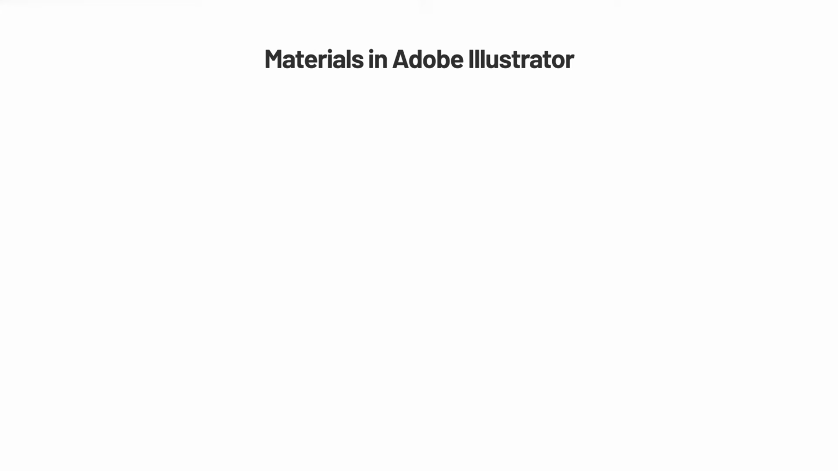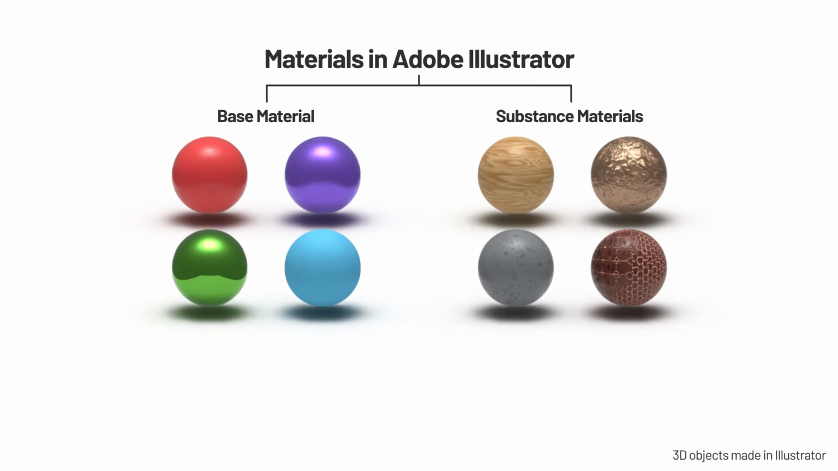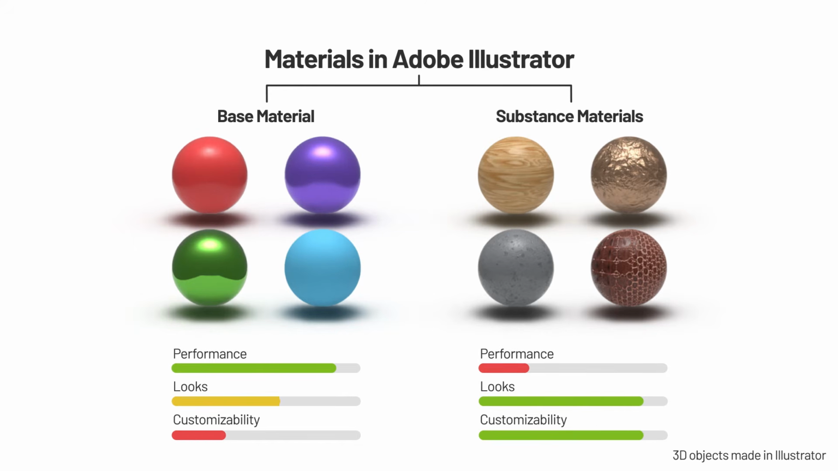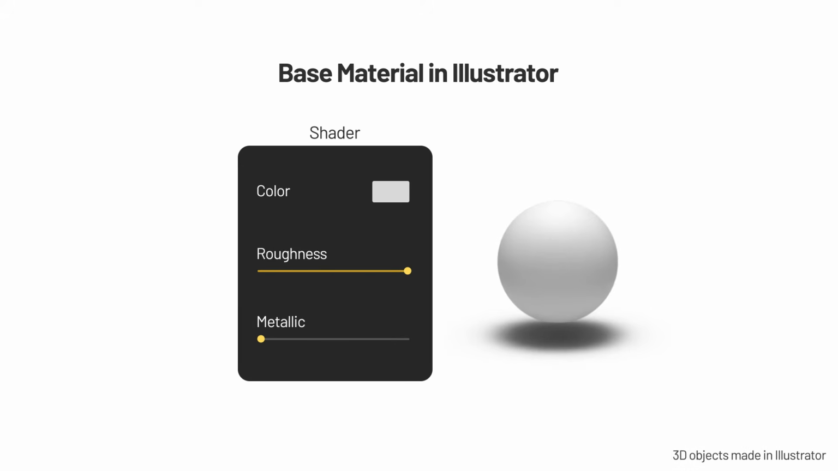When working with materials, you have two main options, either the base material or materials from Adobe Substance. And there are big differences between these two, in performance, looks, and customizability. This is perhaps a little complicated, but I'll try to explain it as simple as I can. The default material is just a simple shader. Think of a shader as a small program that tells your computer how the object should look.